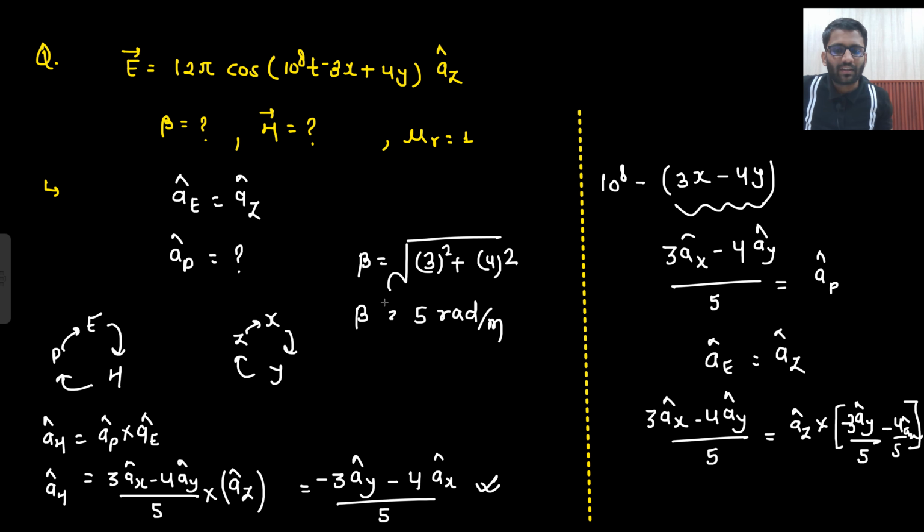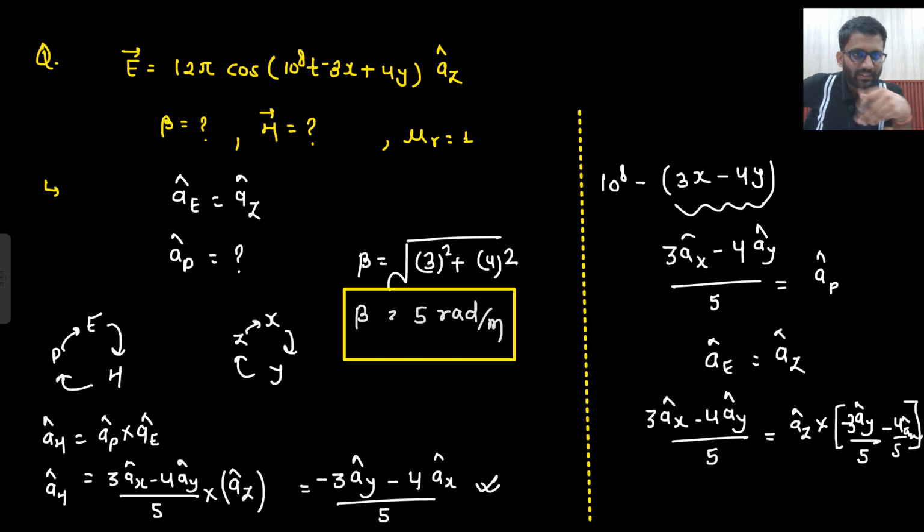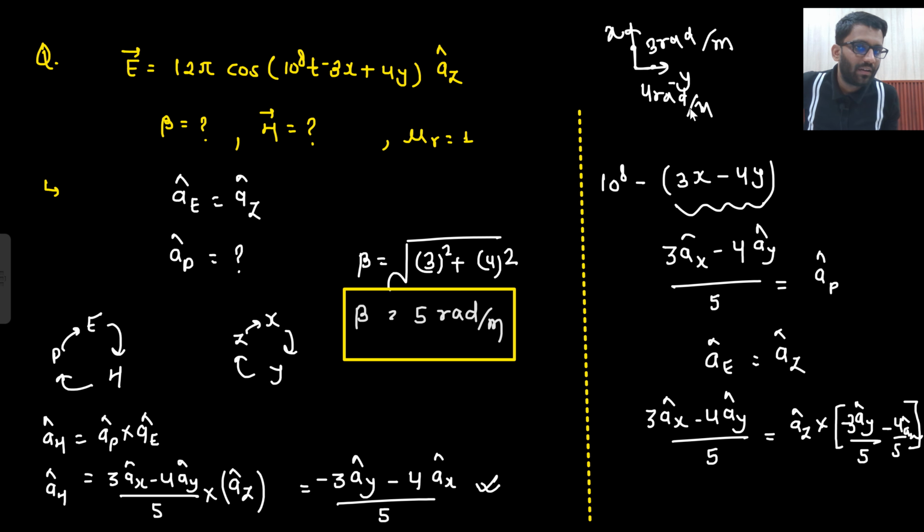What is 3x representing? Whenever you are walking in the direction of x, your phase change is 3 radian per meter. If you walk for 1 meter here, your phase is changing by 3 radian. And let's just say this is your minus 5. So if you walk for 1 meter here, your phase is changing by 4 radian per meter. So in between, if I am going, how much is my phase changing? Under root 3 square plus 4 square. This will be your beta. So 5 radian per meter. This is how my phase is changing. So this is the value of beta.